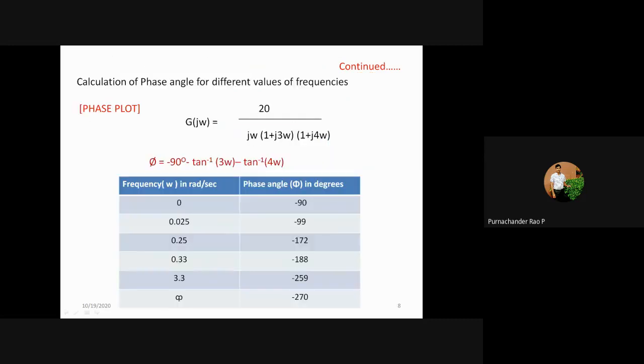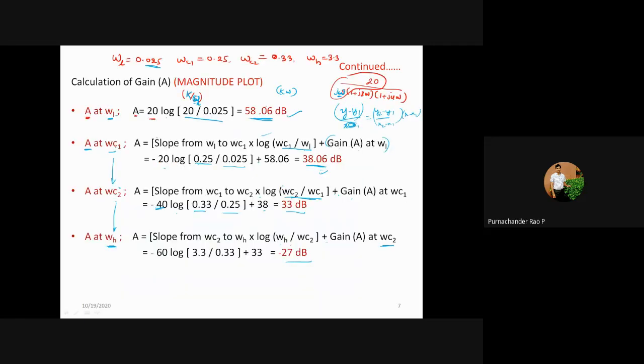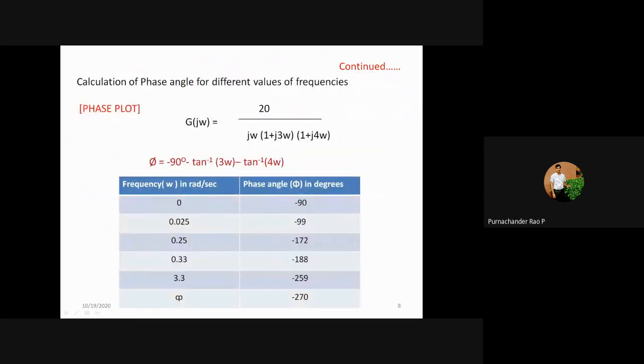Okay, after this we have the magnitude values: 58, 38, 33 and 27. Okay, then we need to find the phase plot. So to find the phase plot we need to write the phase angle.